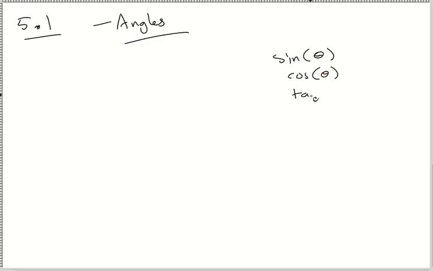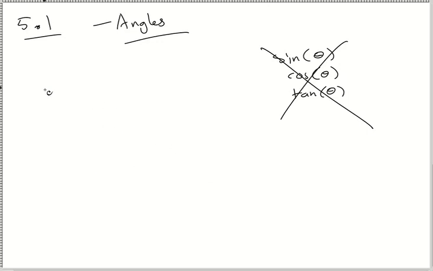Hello everyone. This is the video lecture for College Algebra Math 1414 Section 5.1, Angles. So we're going to be doing trigonometry. When I mean trigonometry, I mean sine, cosine, and tangent. And that is chapter 5 right there. Before we even get to that, we've got a lot of other things to get started with.